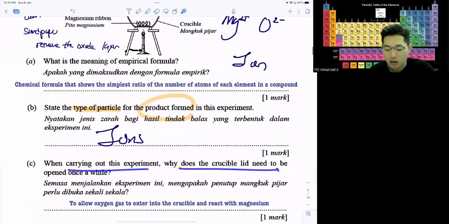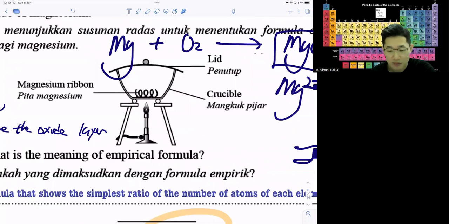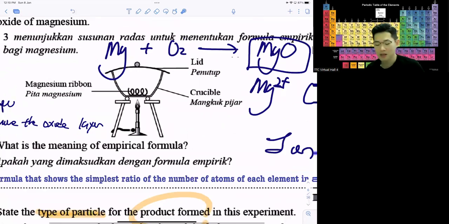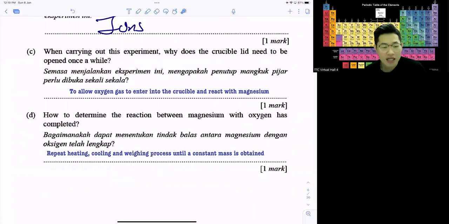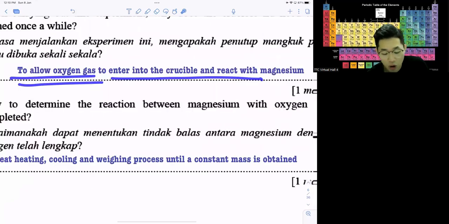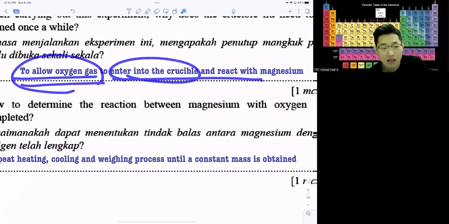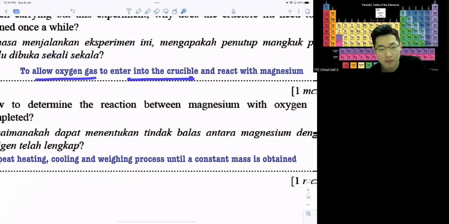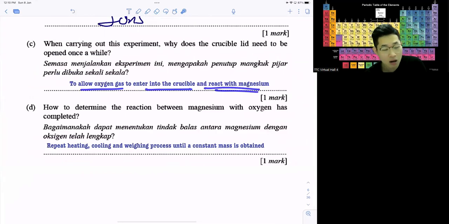When we are heating this substance, magnesium, we will open and close the lid every few seconds. I mean, you open it, once it starts burning, then you close it. It's like continuing, open a bit, close a bit. The reason is that I open it to allow oxygen gas to enter. Open, then only oxygen can go in. Allow oxygen to enter into the crucible so that it can react with magnesium.